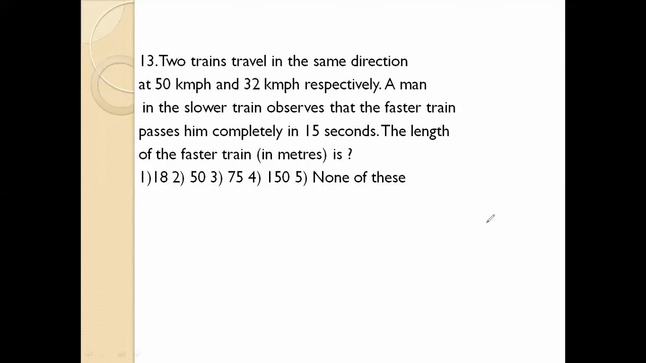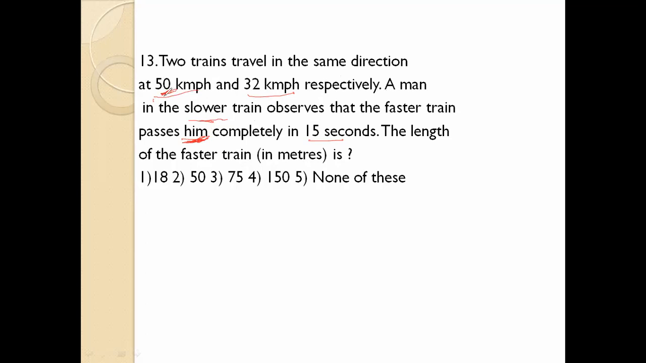Next. Two trains travel in the same direction at 50 km per hour and 32 km per hour respectively. A man in the slower train observes that the faster train passes him completely in 15 seconds. The length of the faster train is? So here the faster train passes the man in 15 seconds, and we need the length of the faster train.